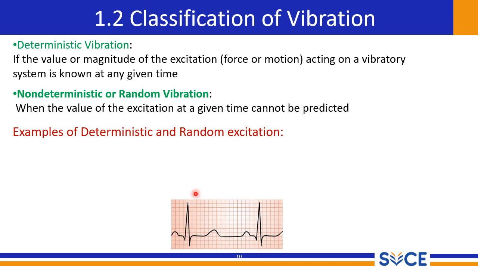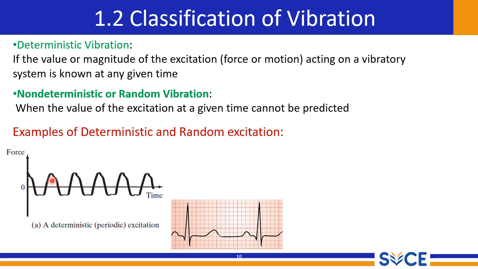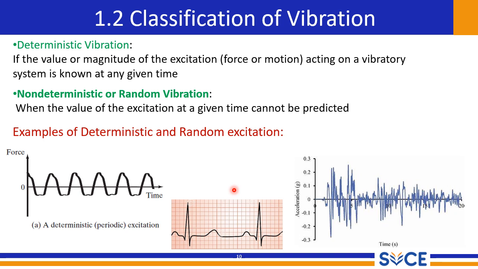The heartbeat pumps regularly, in a rhythmic pattern, creating predictable vibration that can be measured as a pulse. The consistent pattern of the heartbeat makes it a deterministic vibration, where the timing and force of a heartbeat can be anticipated. Random vibrations, or non-deterministic vibrations, occur when the value of the excitation cannot be predicted.